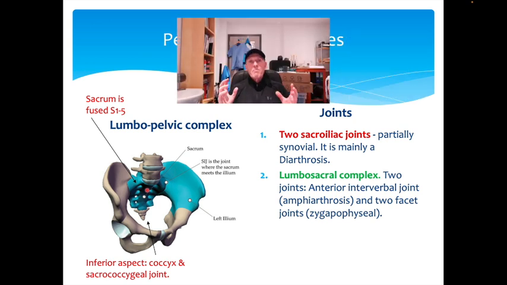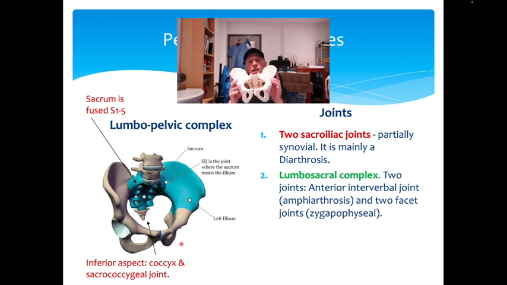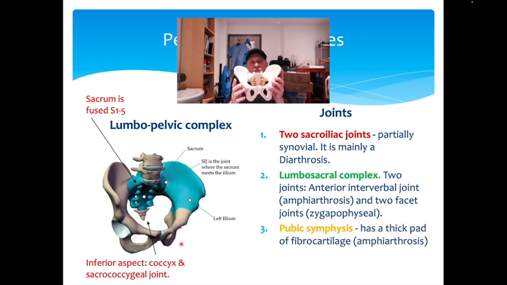So the third major joint of the pelvis is the pubic symphysis. And that's this joint here that joins each wing. This is the lower part of the pelvis. You can't see the fibrocartilaginous pad because this is just a model and there isn't one there. But that's the joint that softens during the gestation period so that it opens slightly during childbirth.